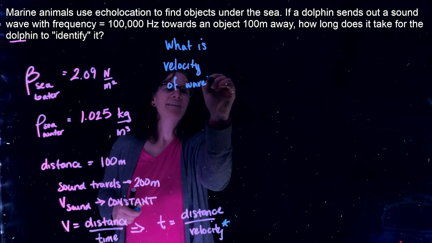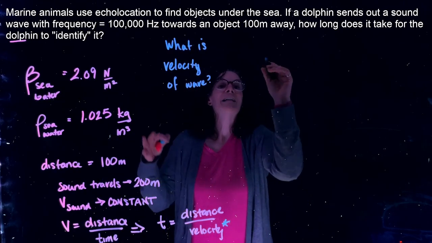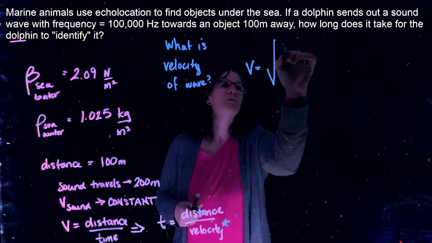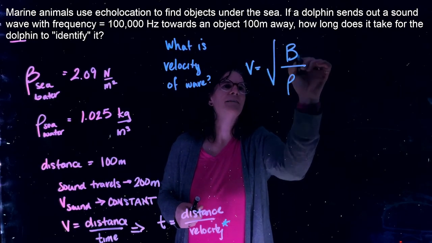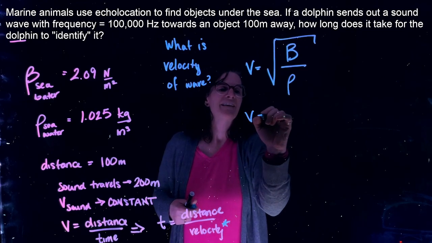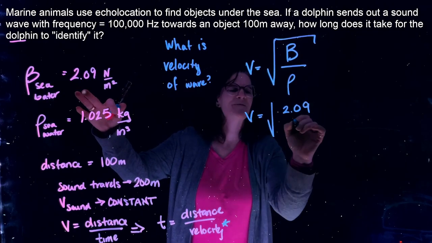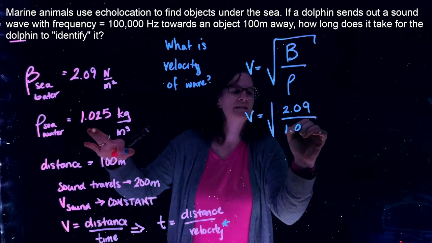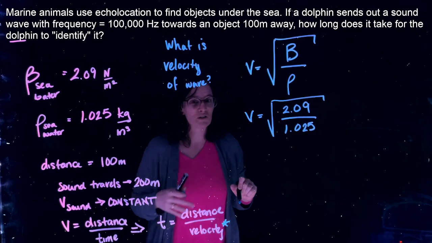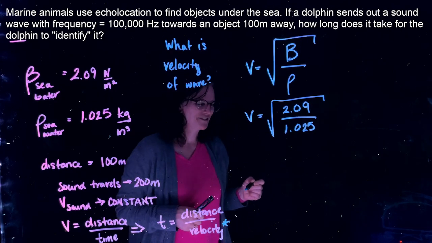Perfect. All right, so let's solve that. Let's remind ourselves that the velocity of a longitudinal wave in a fluid is equal to the square root of the bulk modulus divided by the density. So I have everything I need to solve this part of the problem. The bulk modulus is 2.09 newtons per meter squared. The density is 1.025 kilograms per meter cubed. If you want, I encourage you to do that dimensional analysis to make sure we end up with meters per second after this calculation.